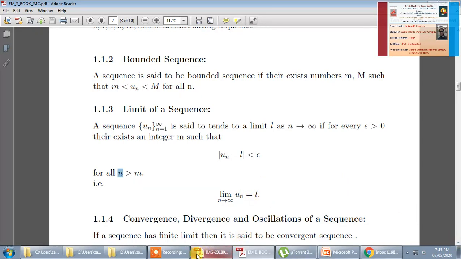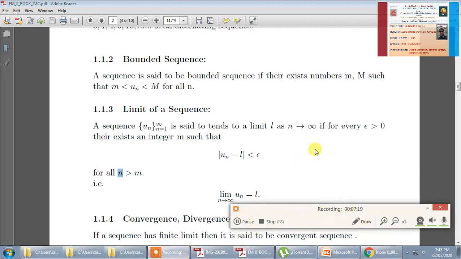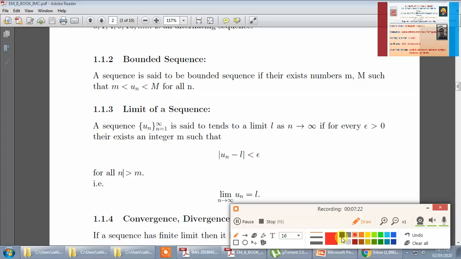So let me have one example of the limit of a sequence. Suppose you have a sequence 1, 1/2, 1/3, 1/4, and so on. You know that this is the first term 1/1, second term 1/2, third term 1/3, fourth term 1/4. So the nth term will be 1/n, and afterward you have further terms of it.